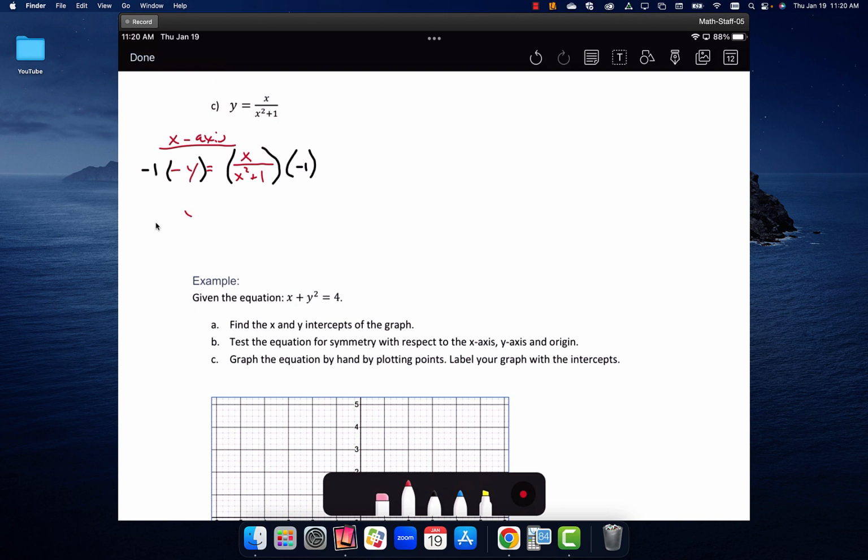So on the left we get positive y, and on the right we can distribute that negative sign with the top or the bottom, but not both. Remember that if you multiplied the negative 1 on the top and the bottom, you're technically multiplying by positive 1, which we don't want to do. So distribute that negative sign to the numerator or the denominator, but not both. So I'm going to distribute the negative to the top. And now we can see that this is not equivalent to what we started with, so we do not have symmetry about the x-axis.